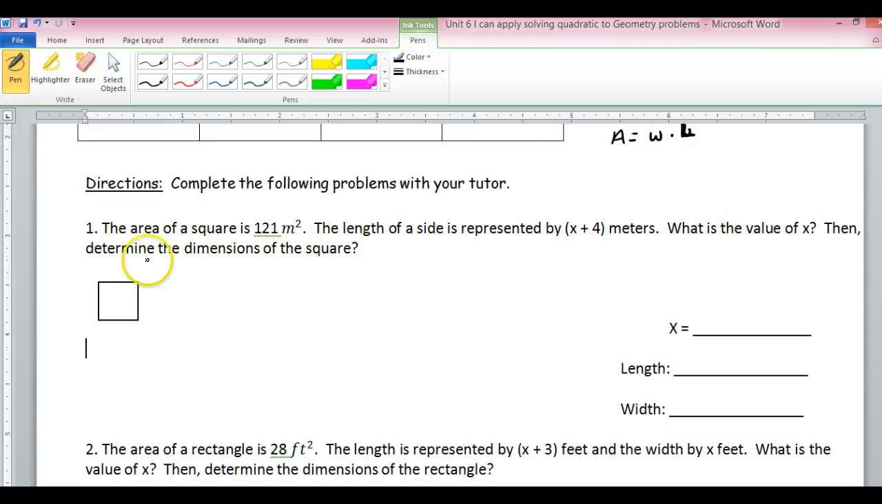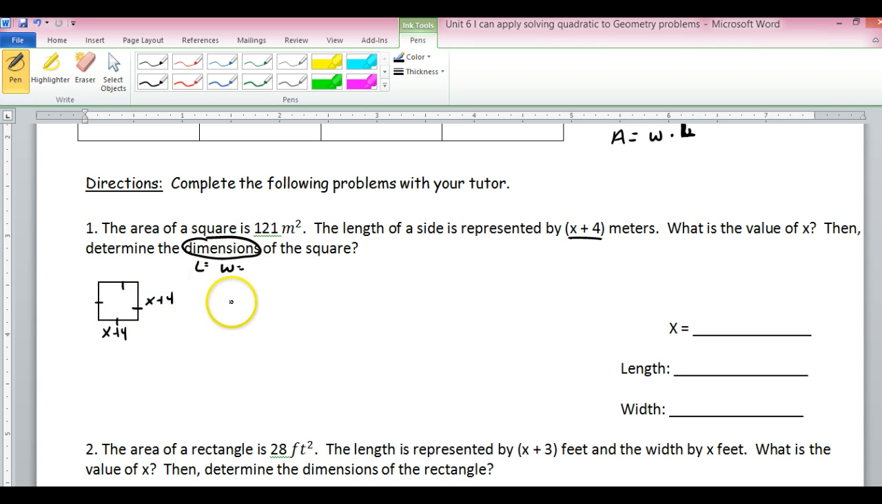the first example: the area of a square is 121 meters squared. The length of a side is represented by x plus 4. They're asking us what is the value of x, then determine the dimensions. And when they say dimensions, what is the length and what is the width? That's what they mean by dimensions. So, if one side of a square is x plus 4, what do we know about all four sides of a square? They're equal. So if this is x plus 4, this is x plus 4.